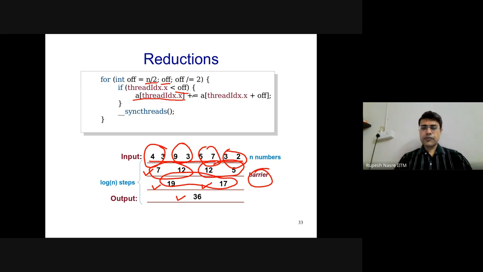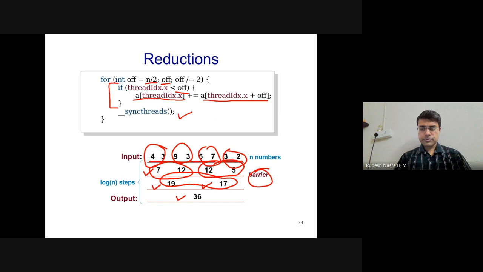All those threads are active, and what they are going to do is add their value with the value at the offset. Right? And that is going to ensure that you get the sum of two numbers in this. And once this summation happens in every iteration, there needs to be a barrier, for which I am using sync threads. If it is within a block, this works; it needs to be a global barrier if it is across blocks. Okay. Any questions on this particular code?